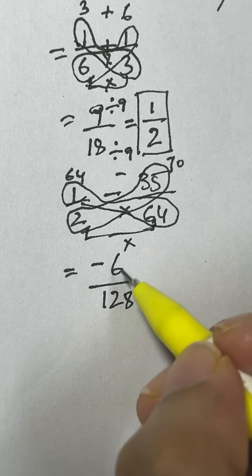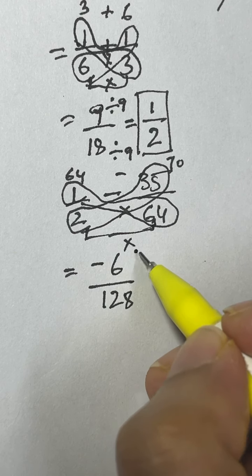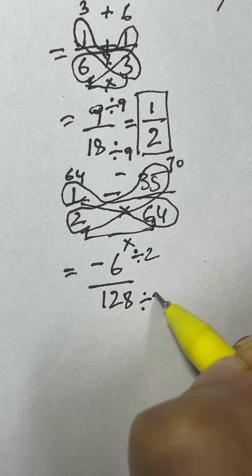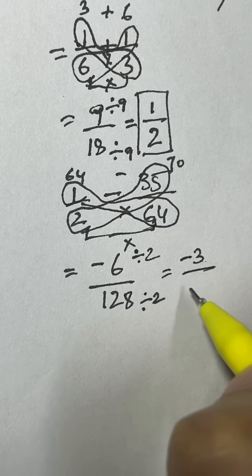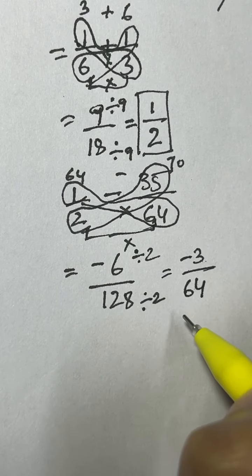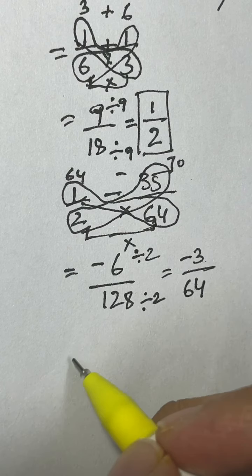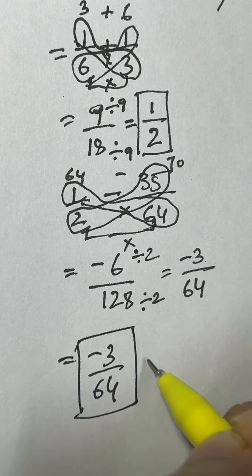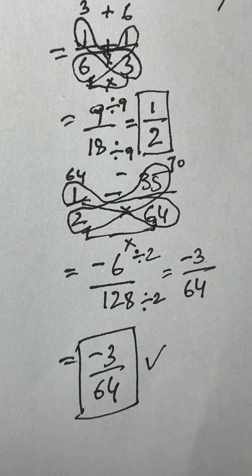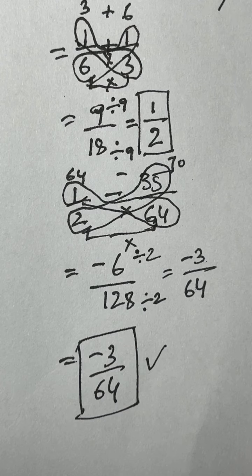Now reduce it to a lowest fraction. Divide both sides by 2. 6 divided by 2 is 3, minus 3. 128 divided by 2 is 64. So you're left with -3/64. Okay, let's see one more question on this.